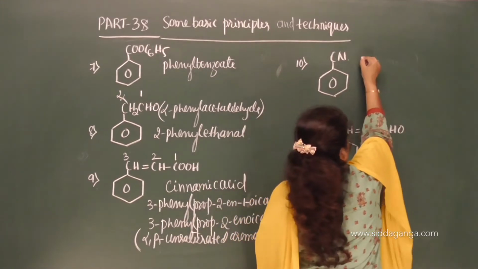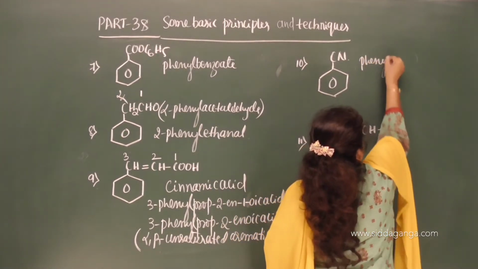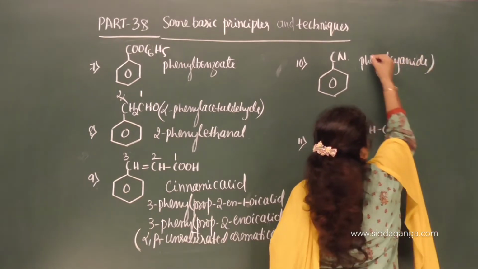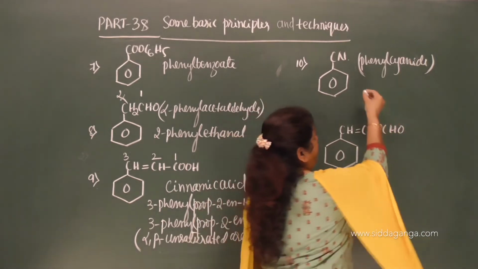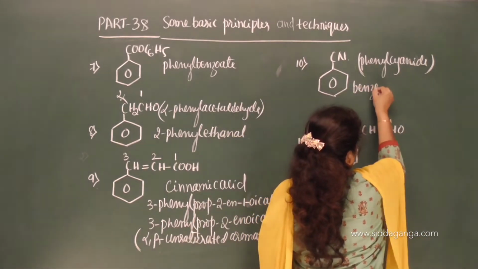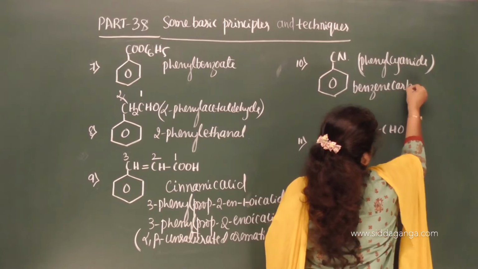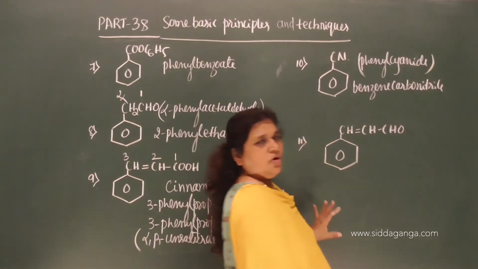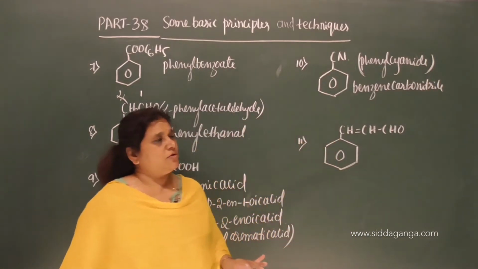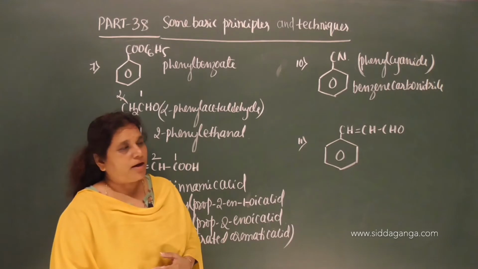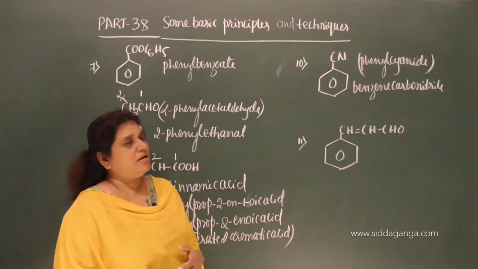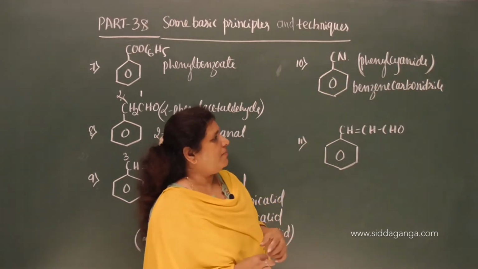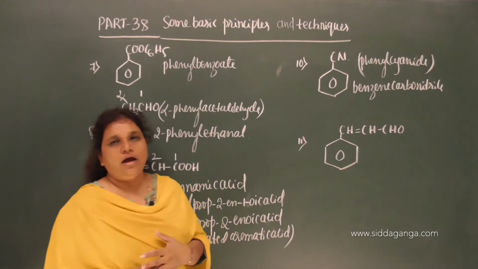What is this? Phenyl cyanide. Phenyl cyanide is the common name. What is the IUPAC name? Benzene carbonitrile. Benzene carbonitrile is the IUPAC name. You have to remember phenyl cyanide, that is the common name. Benzene carbonitrile is the IUPAC name.